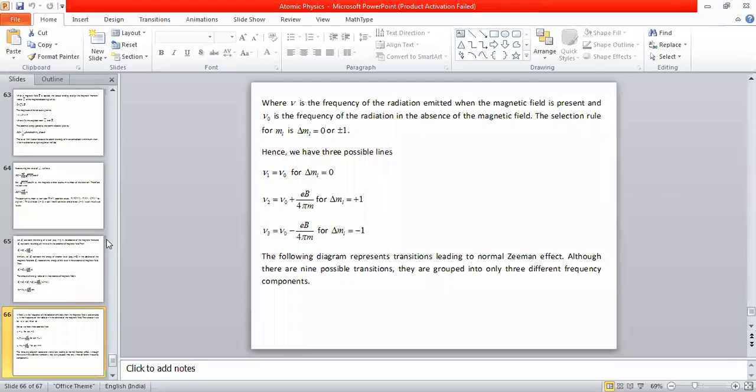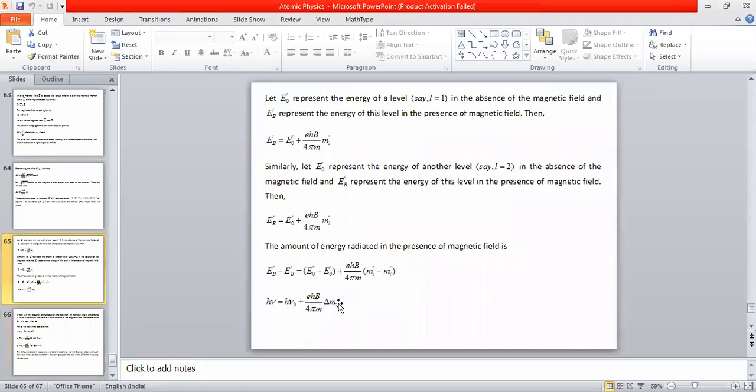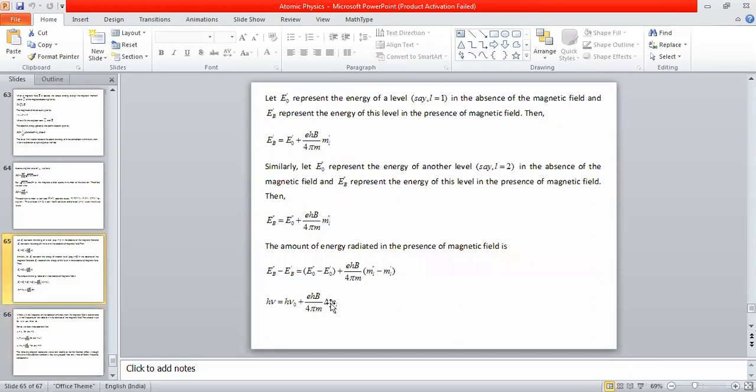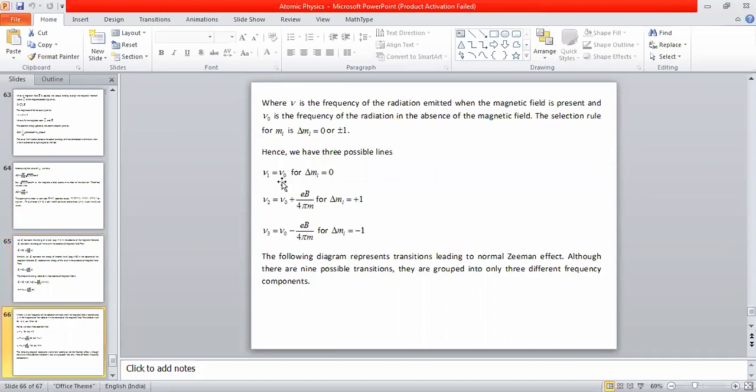Now I can give delta ML equal to 0. In this expression, I am going to write delta ML equal to 0 because delta ML equal to 0 is allowed. If I substitute delta ML equal to 0, the whole term eHB divided by 4 pi into 0 vanishes. Then on the left side h nu equals h nu naught, h cancels, so nu becomes equal to nu naught. I am writing that nu as nu1. When delta ML is 0, the term vanishes, h cancels, and nu equals nu naught. For the case where delta ML is 0, instead of writing the emitted photon frequency as nu, I have written nu1. So nu1 becomes equal to nu naught.